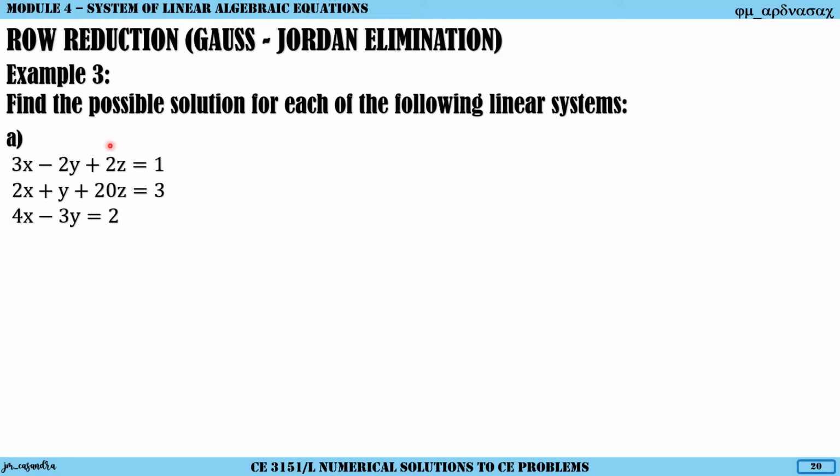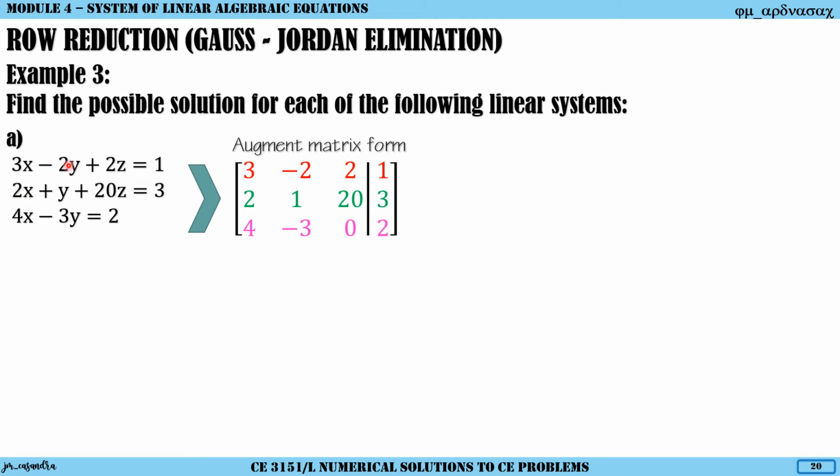So we have here a set of equations. So we have our linear system. So let's transform this to our augmented matrix form. So this will now be 3, 2, 4, negative 2, 1, negative 3, 2, 20, 0, 1, 3, 2. So we want to have our A11 equal to 1. So we could simply reduce this to 1, or we could apply swapping or interchanging of positions.